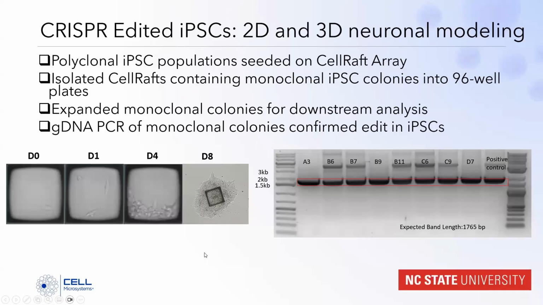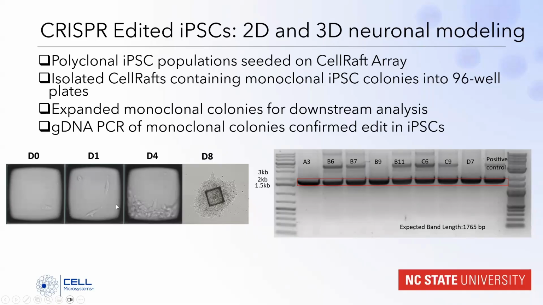Once we had identified populations or pools of the iPSCs that were positive for her transgene, we then monoclonized them using our technology to create the monoclonal colonies. Once we created the monoclonal colonies for downstream analysis, we returned them to the grad student and she performed genomic DNA PCR to confirm which of the ones were edited. You can see here what that looks like in the bottom.